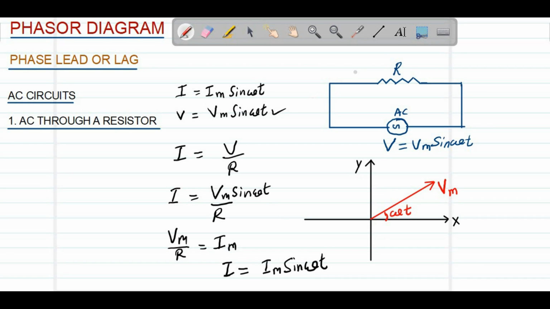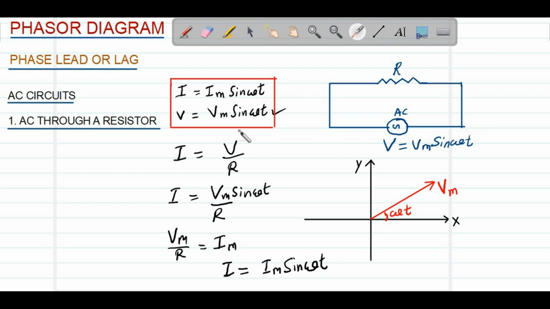So what we can see here is that in a circuit which consists of a resistor, the equation of current is I equals Im into sin omega t, and V equals Vm into sin omega t.